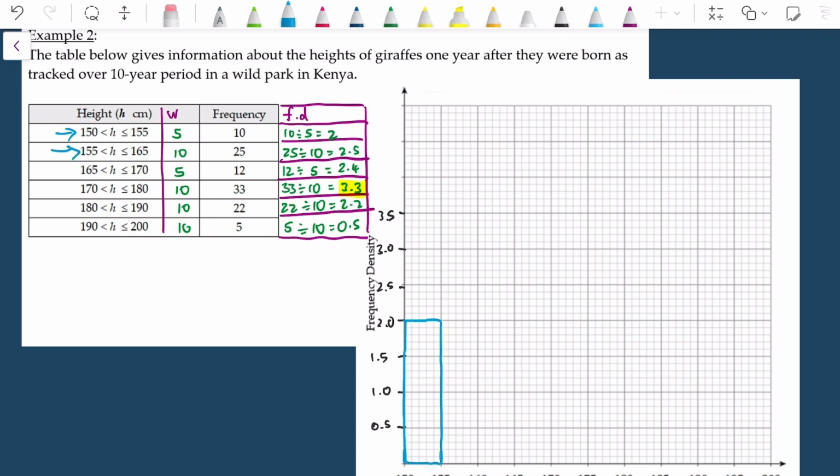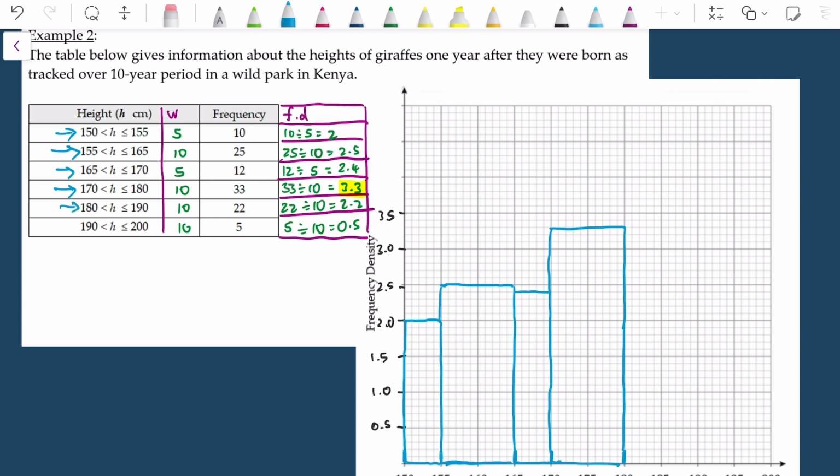Right, next section, 155 to 165. I put in my markers and I'm going up to 2.5, which is there. So draw that in. I'll do my shading this time at the end. Next section, 165 to 170, which is that section, is going up to 2.4. Just one row of squares below 2.5. There we go. 170 to 180 is going up to 3.3 there. Draw this in. There we go.